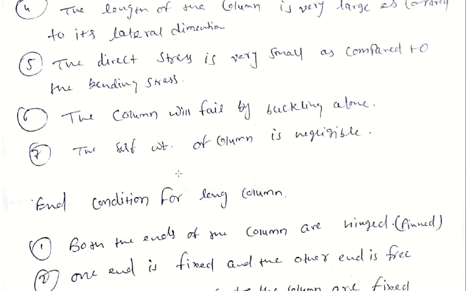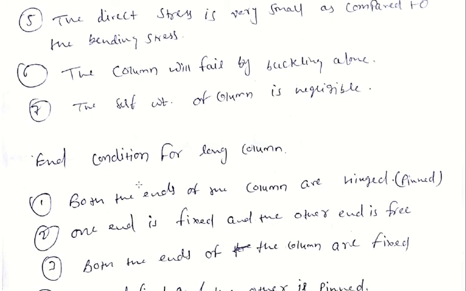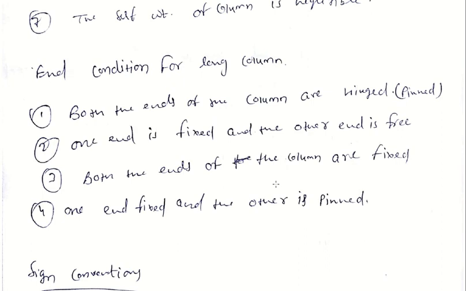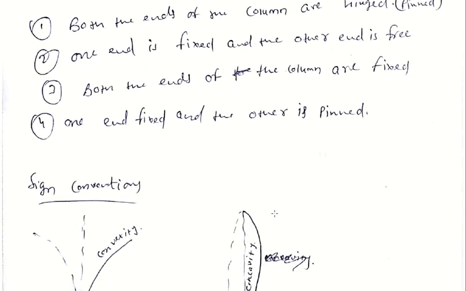And the different conditions: the column is taking a crippling load. Here are the end conditions. First, both ends of the column are hinged or pinned. Second, one end is fixed and the other end is free. Third, both the ends of the column are fixed. And fourth, one end fixed and the other end pinned.